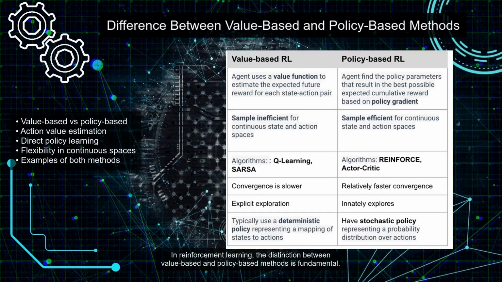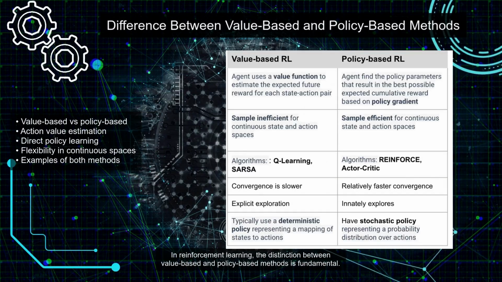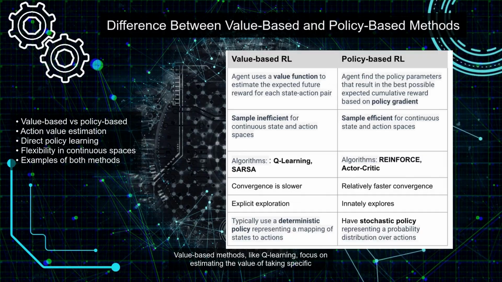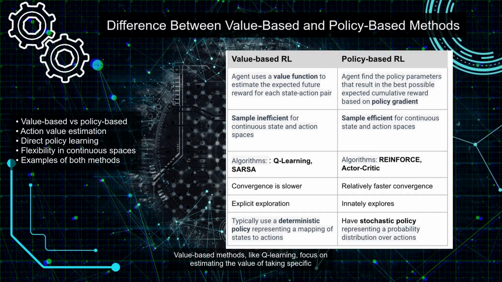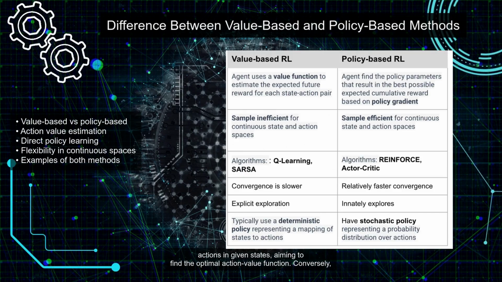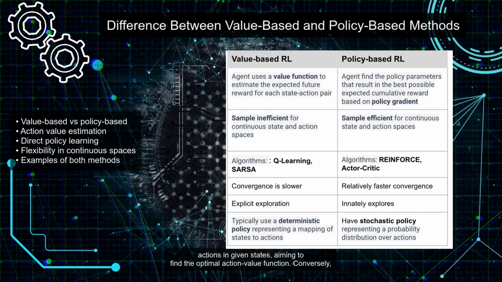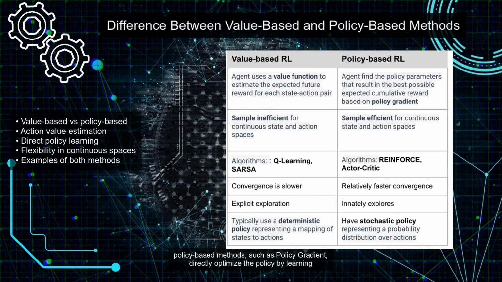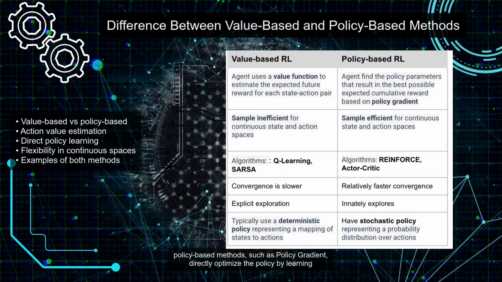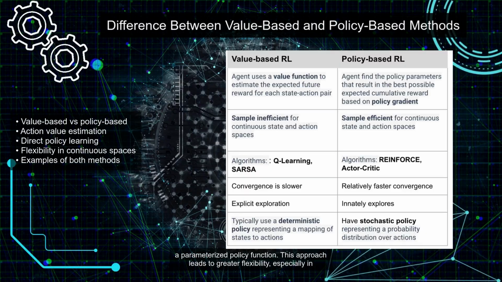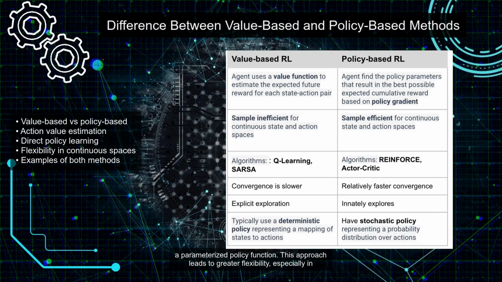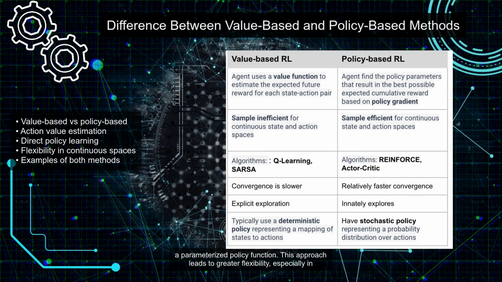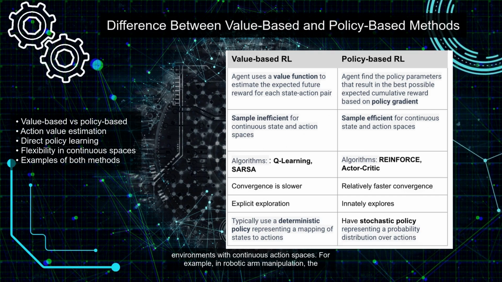In reinforcement learning, the distinction between value-based and policy-based methods is fundamental. Value-based methods, like Q-learning, focus on estimating the value of taking specific actions in given states, aiming to find the optimal action value function. Conversely, policy-based methods, such as policy gradient, directly optimize the policy by learning a parameterized policy function. This approach leads to greater flexibility, especially in environments with continuous action spaces.